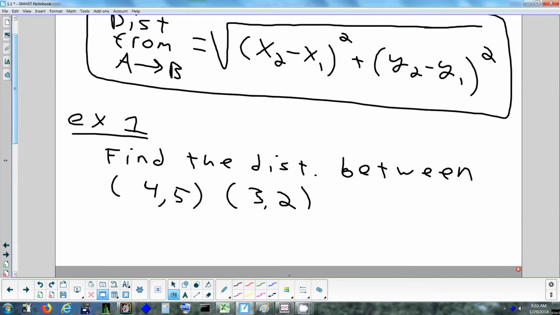Okay, let's find the distance between those 2 points. Right now, these are unlabeled. I have a choice which one I can make x1 and which one I can make x2. How about Sam? What are my choices here for x1 and x2? 4 and 5 and 3 2. Well, some of those have to be y1 and y2. So out of the numbers you just said, 2 of them could be the x's. Which 2? 4 and 3 are the x's. 4 and 3. So it's up to you.